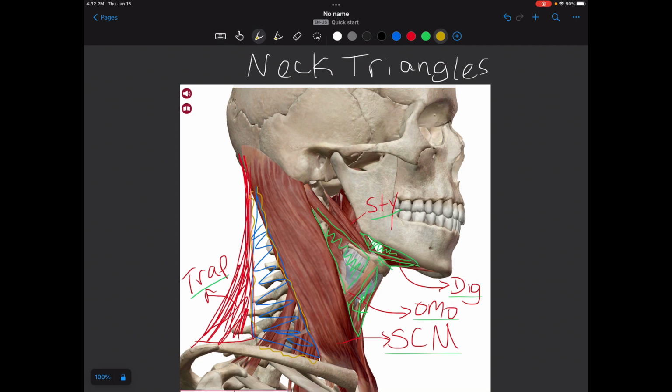The floor of this triangle is going to be the splenius capitis, the levator scapulae, scalenus posterior and scalenus medius. A small part of the scalenus anterior may be present in here, but it is usually hidden by the sternocleidomastoid. And the inferior belly of the omohyoid is going to cross the inferior part of the posterior triangle, and it divides the posterior triangle into an occipital triangle, which is going to be above it, and a supraclavicular triangle, which is below. So that'll be this.